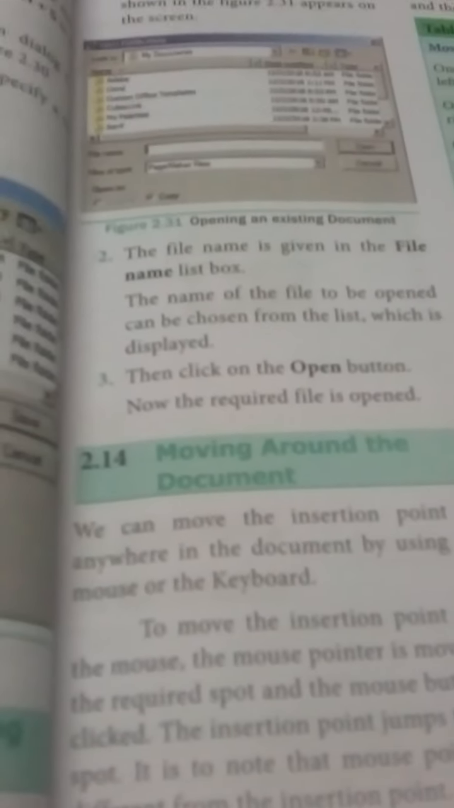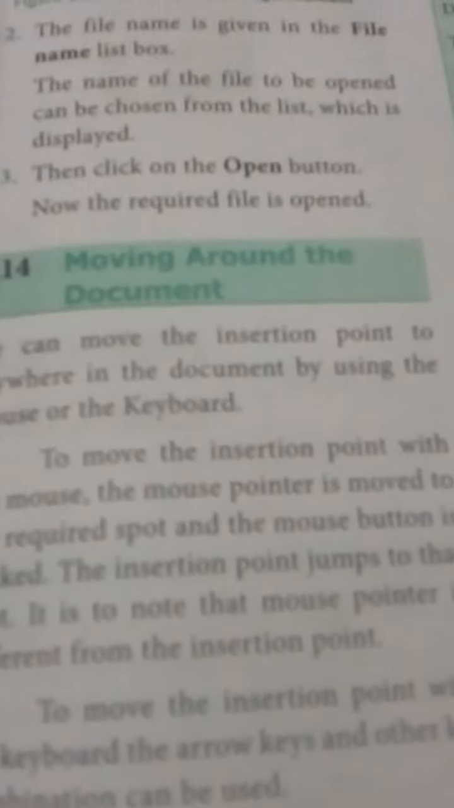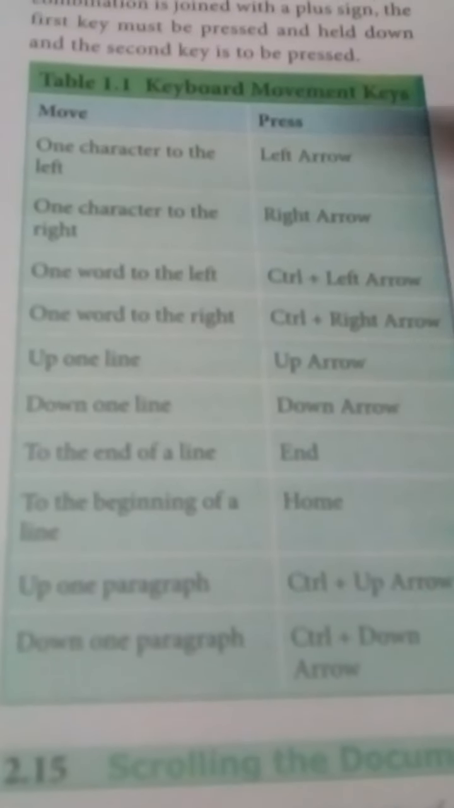Next topic is moving around the documents. Moving around the document is nothing but, see here, how you can work in the document. One character to the left, use the left arrow; one character to the right, use the right arrow. One word to the left, Control plus left arrow; one word to the right, Control plus right arrow. Up one line, up arrow; down one line, down arrow. To the end of the line, End key; to the beginning of the line, Home key. Up one paragraph, press Control plus up arrow; down one paragraph, press Control plus down arrow.